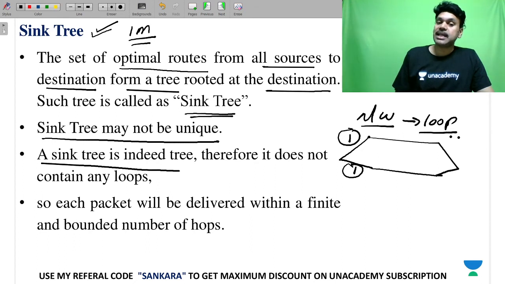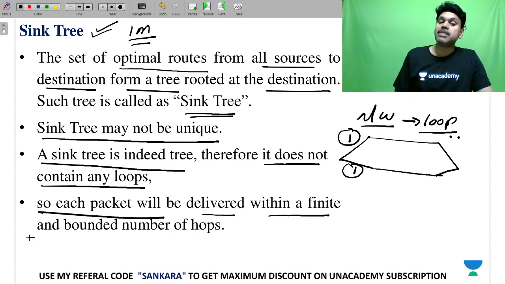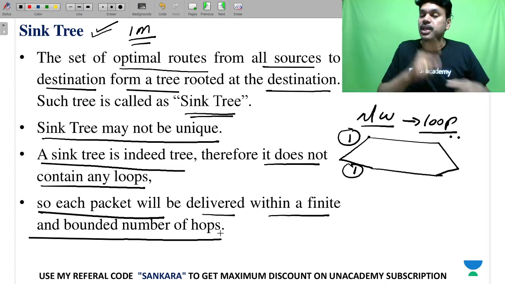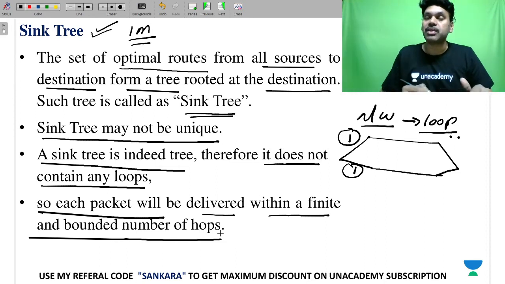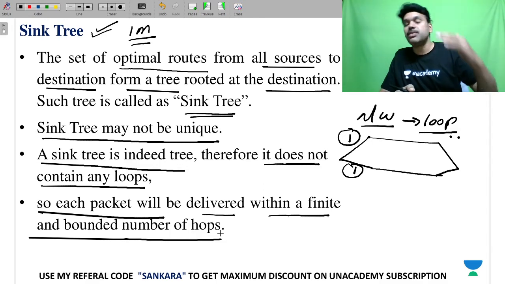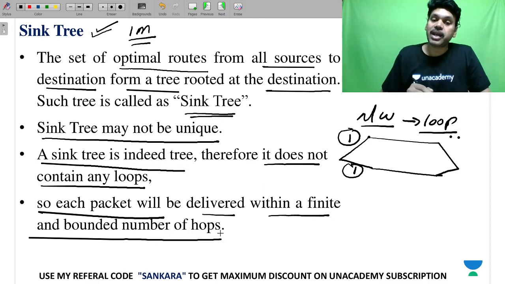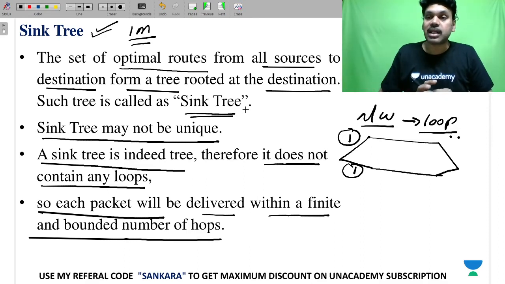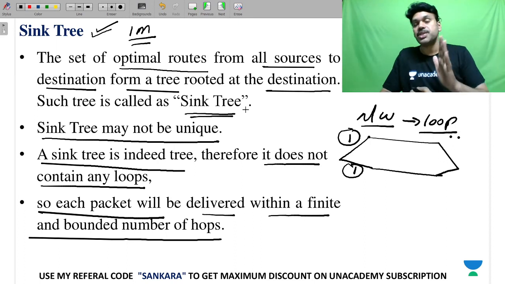So a sink tree is indeed a tree. Therefore, it does not contain any loops. So each packet will be delivered within a finite and bounded number of hops. This is very important. If there is any loop, then automatically it forms a circulation. So we want the packet to be delivered at the destination in a finite amount of time, or a bounded number of steps. Therefore, you get the acknowledgement within a finite amount of time. Otherwise, delay increases, and there is a chance of late acknowledgement. So this is about the sink tree.